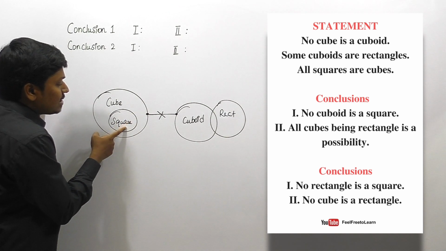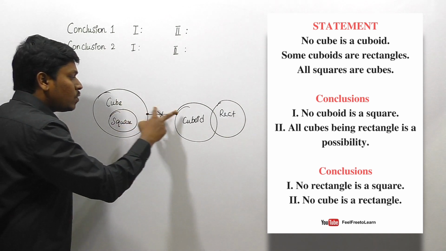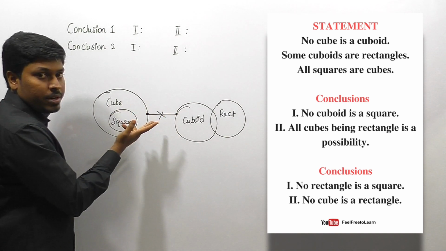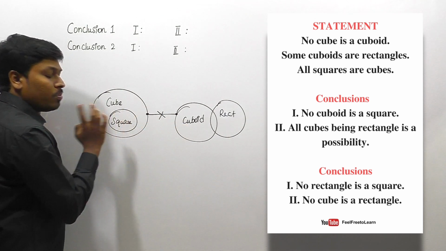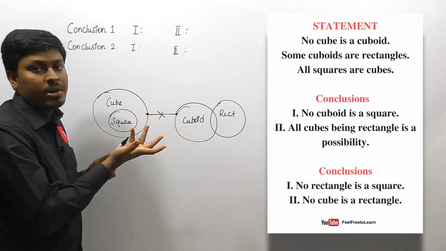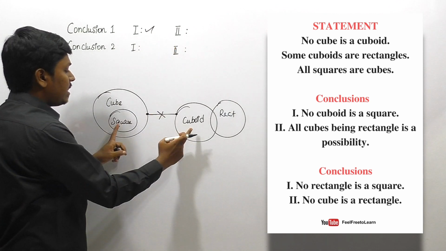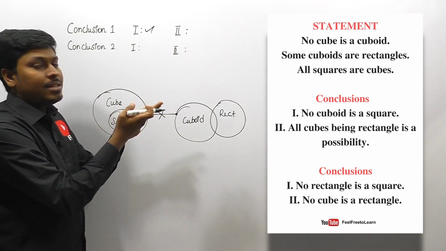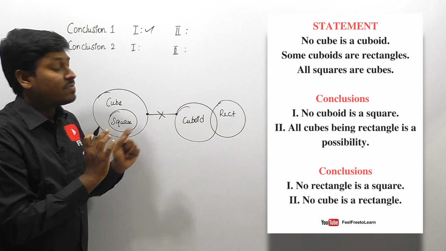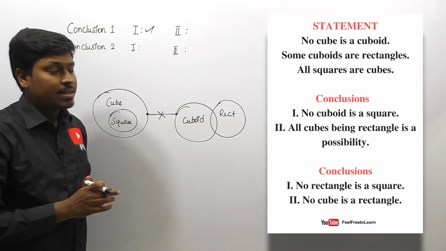Why? Because all squares are cubes, and we already know that there is no link between cube and cuboid. So finally we can't connect cuboid to square, which means that no cuboid is square is correct. So there is no link between cuboid and square, similarly the conclusion says no cuboid is square. So the first conclusion is correct.